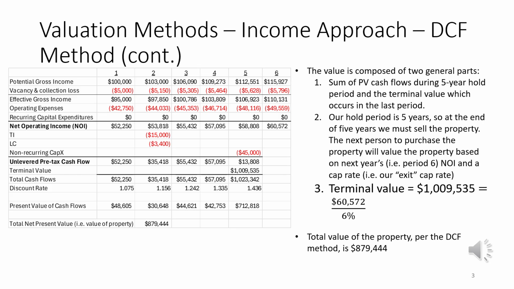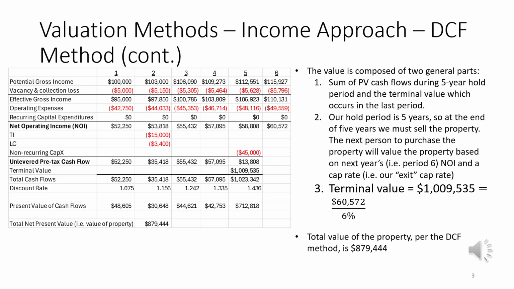So to get the 1.075 discount rate in period 1, I take 1 plus 7.5% and then take it to the first power. For the second period's discount rate, I take 1 plus 7.5% and I take that to the second power because we're in the second period. And I do that for all 5 periods.